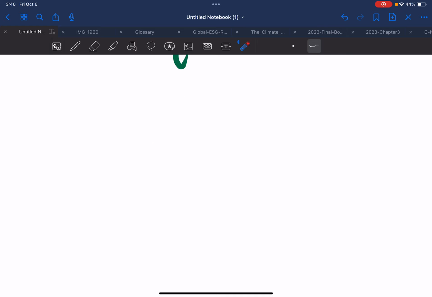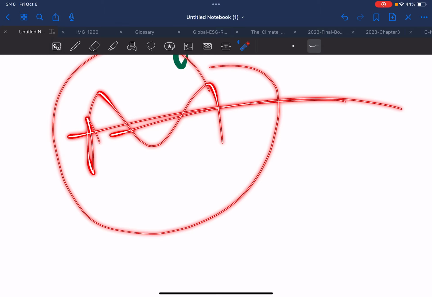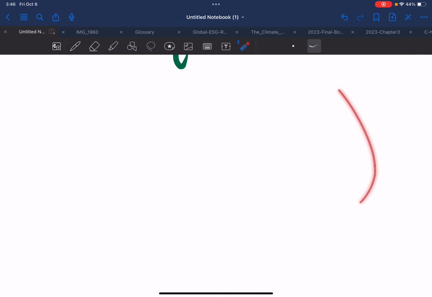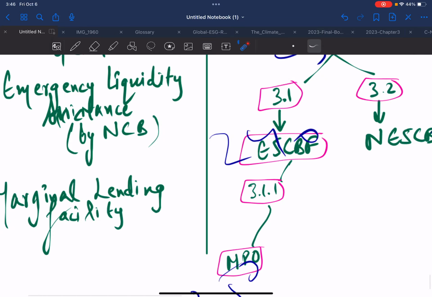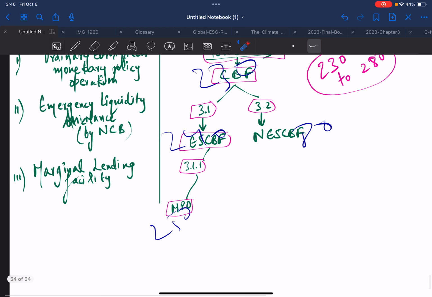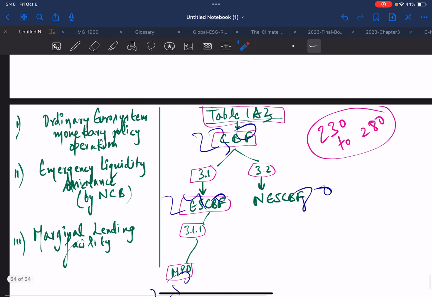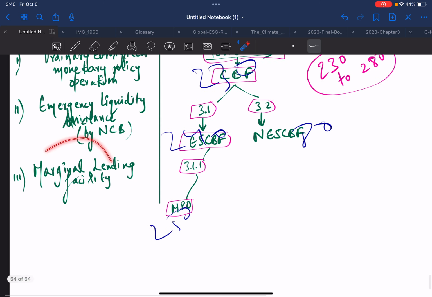And in this way, by these monetary policy actions, the ECB can aim to maintain price stability, primarily by targeting inflation. The monetary policy operation helps achieve the goal by adjusting the money supply in the economy and interest rates to keep inflation within a certain target range. So these are the three things which are very important to understand table 1A3. First is monetary policy operation, second is ELA, and third one is MLF.